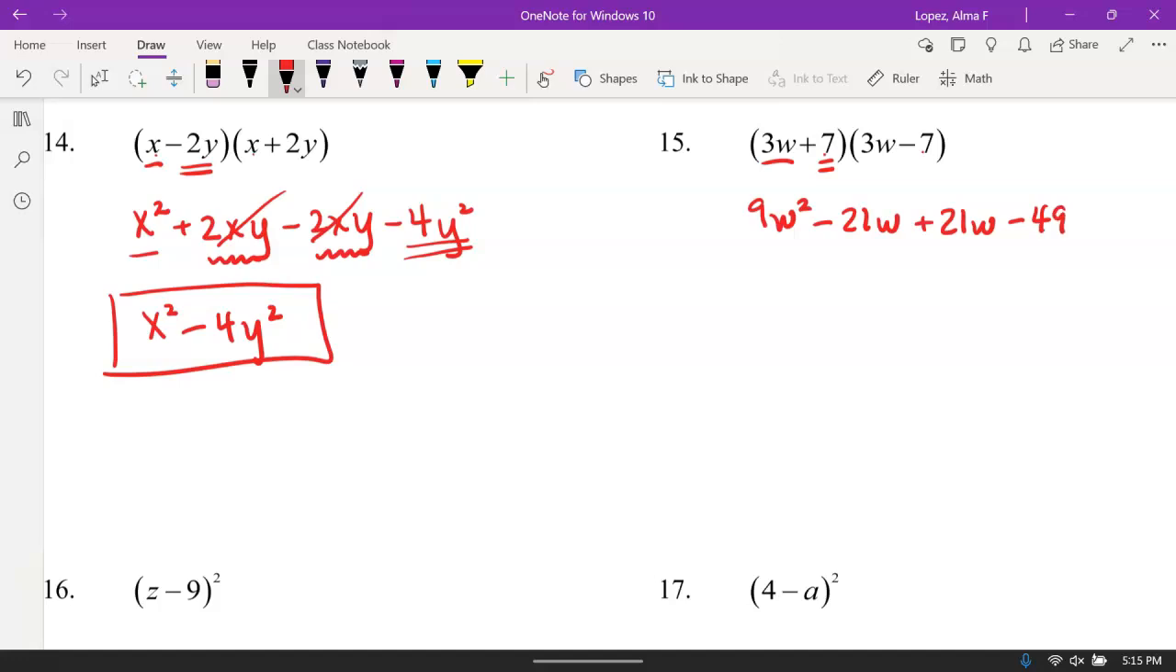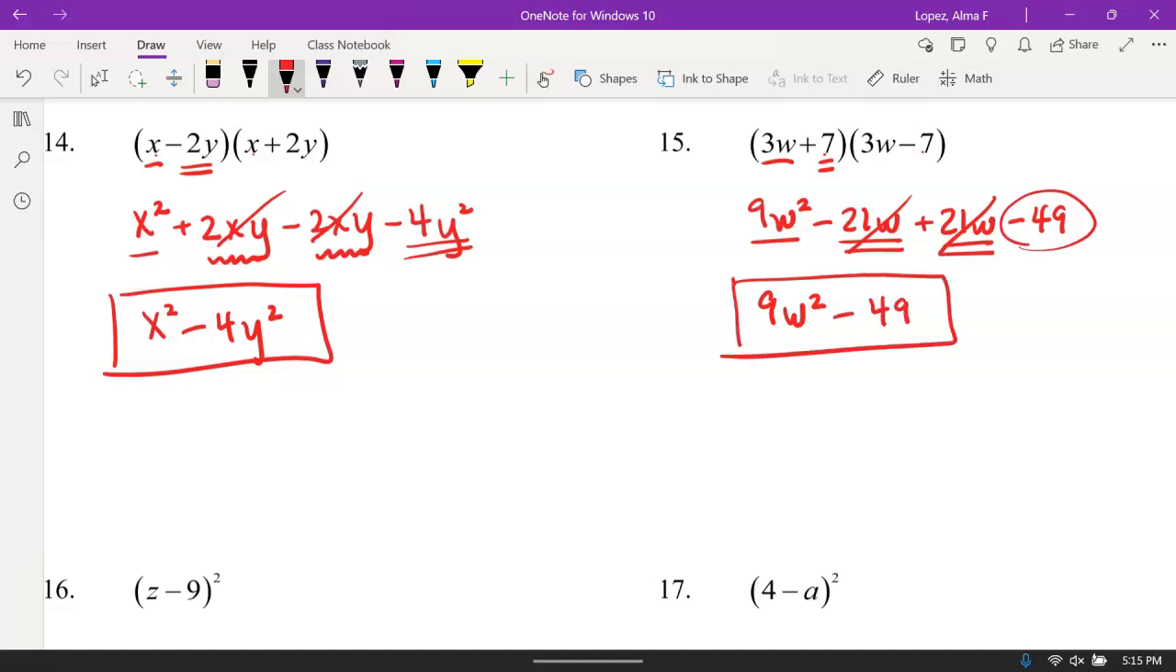After that, combine like terms by adding from left to right. So let's see, I've got one w squared term. I've got two w's, but they happen to cancel again. And I've got one constant. That's kind of cool. And like I said, that's a special factoring that you may be introduced to later in math.